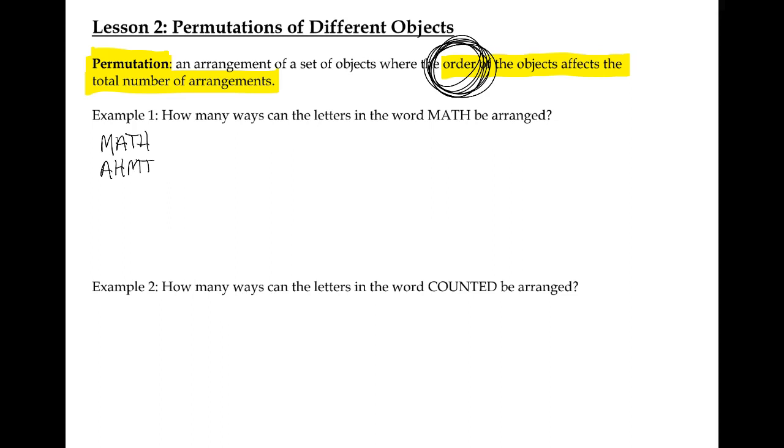Now remember from last video, these are both called words in math for our purposes. Don't talk to your English teacher and show them this and say, well, that's a word. Yeah, no. But for us in math, for this unit, AHMT is a word. So the order does matter because those are two different things. One actually has meaning. The other one would not have any meaning if you tried to pronounce it to anyone at all. And I'm not going to.